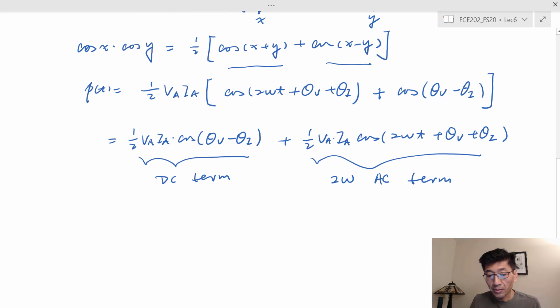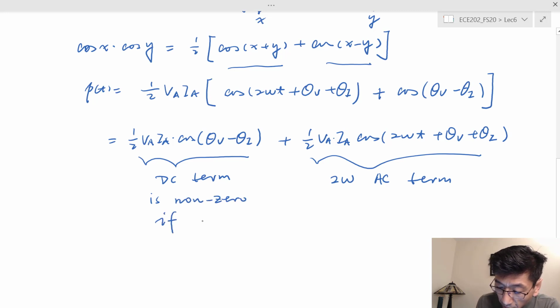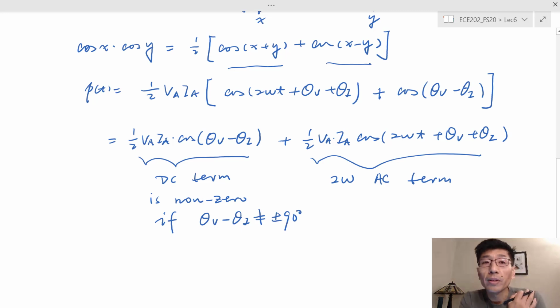So two things I want to mention here for this general case. The DC term only exists if it's non-zero. So the DC term is non-zero if theta V minus theta I is not equal to plus or minus 90 degrees, right? If they differ by 90 degrees or negative 90 degrees, then you get zero.